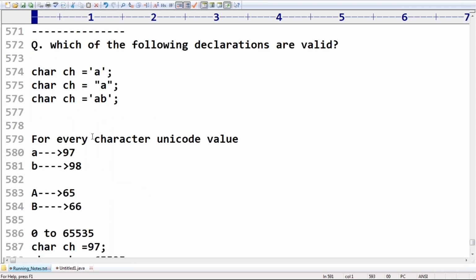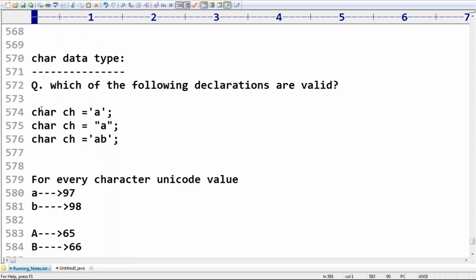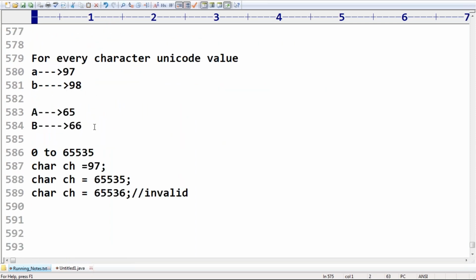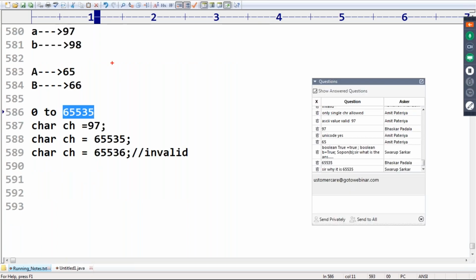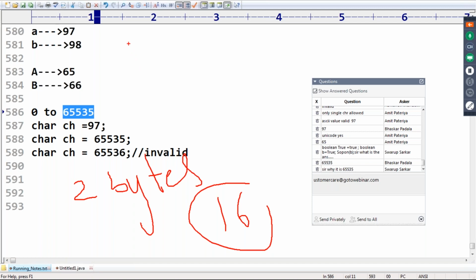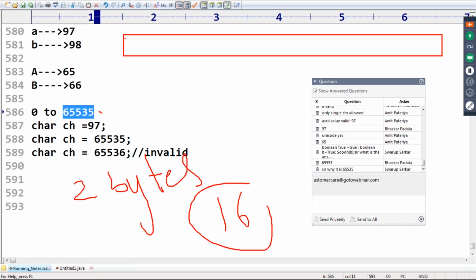Next, there is one more way. This is the first way, a single character within single quotes. The second way is that you can directly assign the Unicode value. Swarup is asking why up to 65,535 only. The reason is, do you know, char is how many bytes? Please respond. 2 bytes. 2 bytes means how many bits? 16 bits. By using 16 bits in memory, the max value you can represent is 65,535 only. That is the reason.